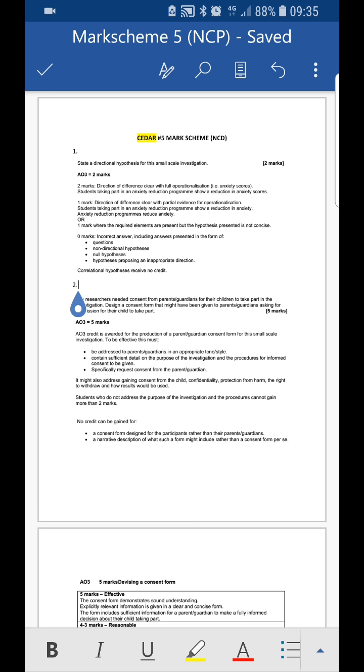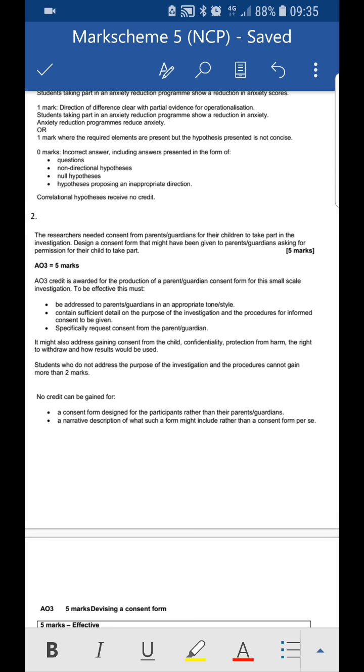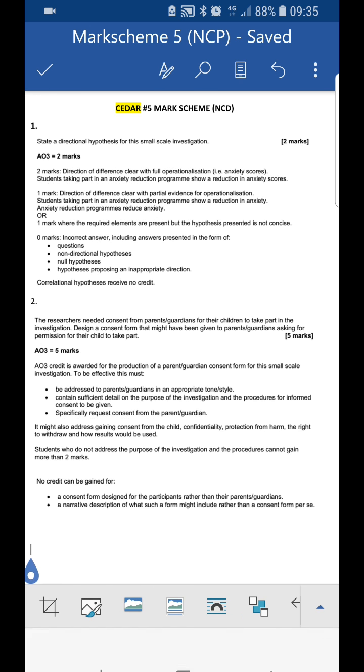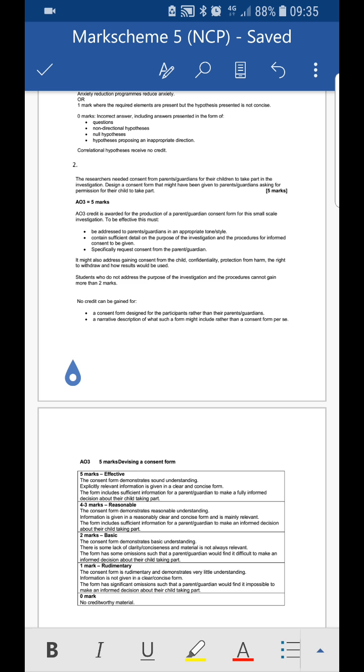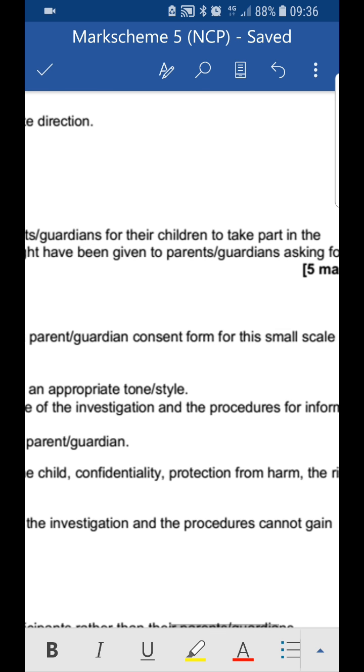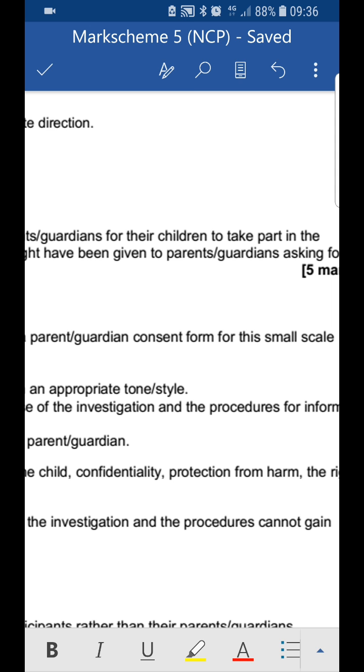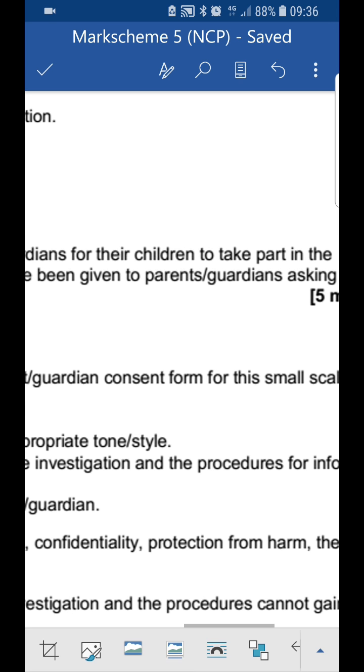So into the second question, which was to design a consent form. Now, I know personally for my students, there are going to be a lot of you that are really frustrated with yourselves and kick yourselves on this question, because there were massive amounts of you who had really good understanding of what went into a consent form, but what you didn't do is, apologies for the screen, it just keeps going a bit wiffly waffly, but you didn't do this.